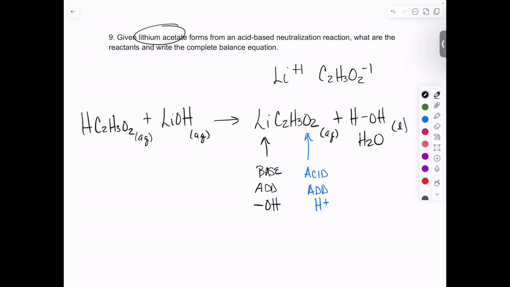So again, you're just working your way backwards from given the salt. You're just determining the cation, what the base will be. The anion in the salt will determine what the acid is.